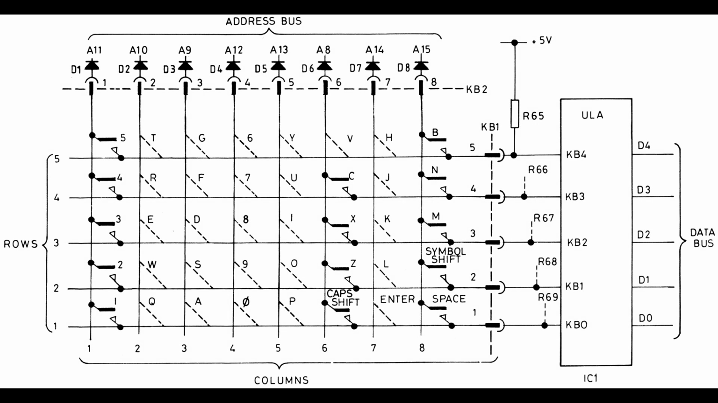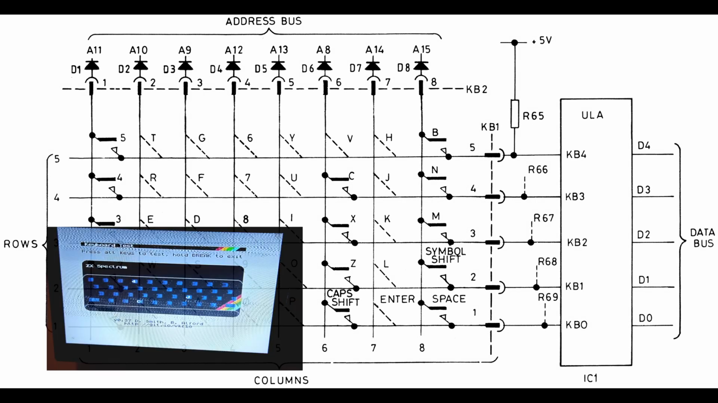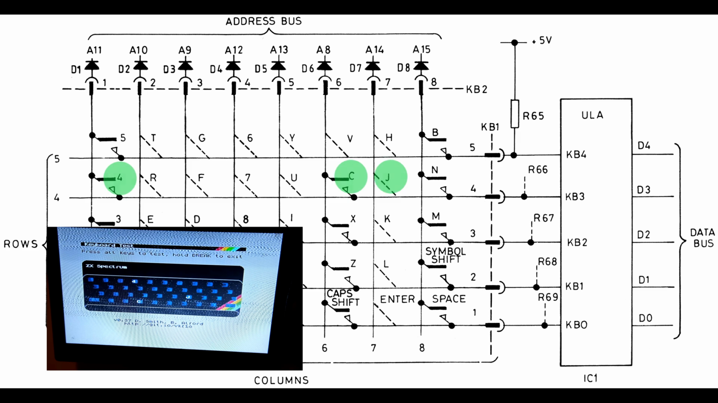Here's a keyboard schematic, and we're going to highlight our troublesome keys, 4, C and J. And ooh, they're on the same row, that's quite interesting. The corresponding address lines are 11, 8 and 14, but it seems very unlikely that those three would have a problem. Much more likely a problem with this signal KB3 from the ULA, or D3 on the data bus, which it corresponds to.